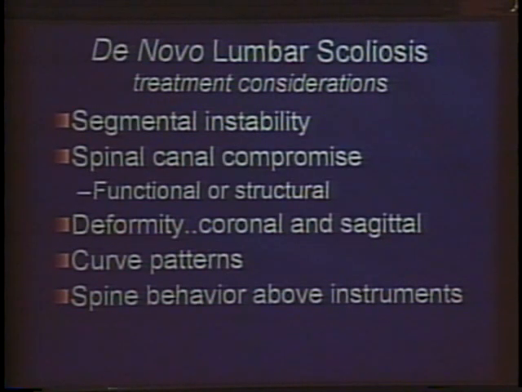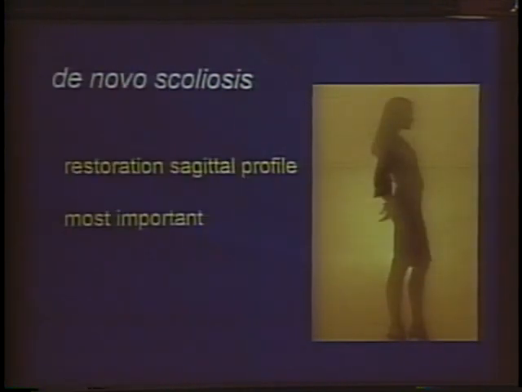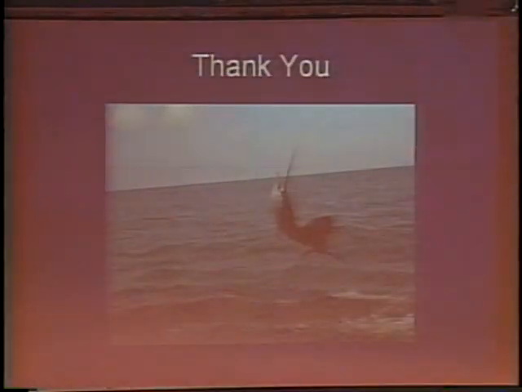So in summary, the treatment considerations involve segmental instability, spinal canal compromise, either structural or functional, the presence of deformity, curve patterns, and the spine behavior above the anticipated level of instrumentation. I think the three-stage same-day surgery, for me, meets the biomechanical needs. It counters the pathomechanics, is safe, and I still think this is the best approach. So in de novo scoliosis, the restoration of the sagittal profile is probably the most important part of the procedure. So thank you for your attention again.